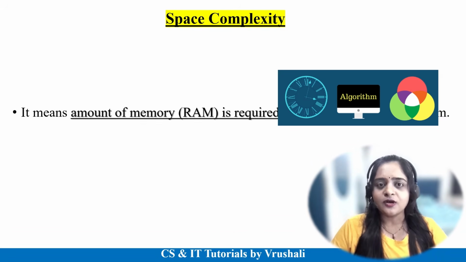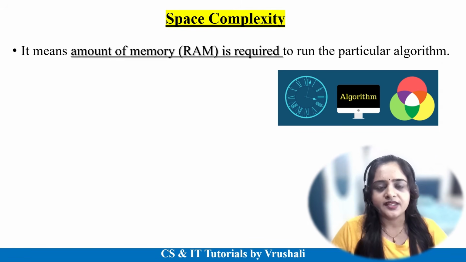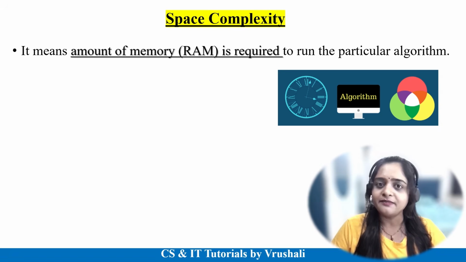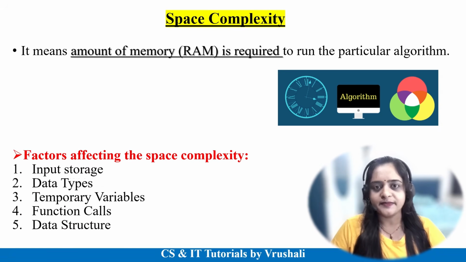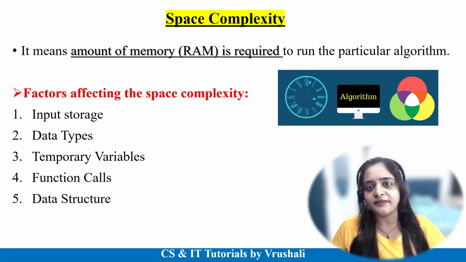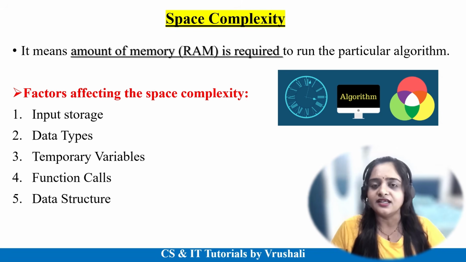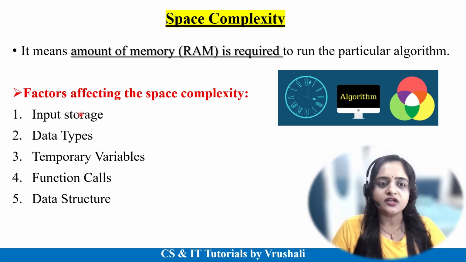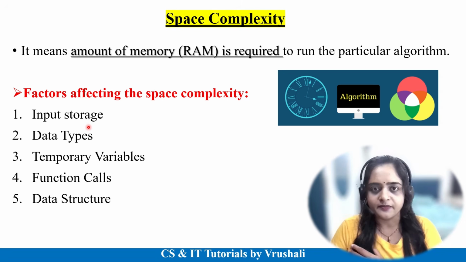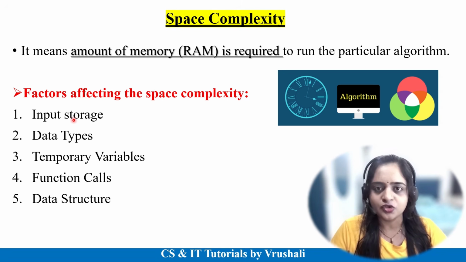Now the next topic is called space complexity. Space complexity basically means how much memory is required for storing your particular algorithm and program. Again, there are multiple factors to calculate the space complexity, or to calculate the memory usage of your program. The first and most important factor is input storage: how many inputs you have passed to the particular program. So this is one of the most important factors.